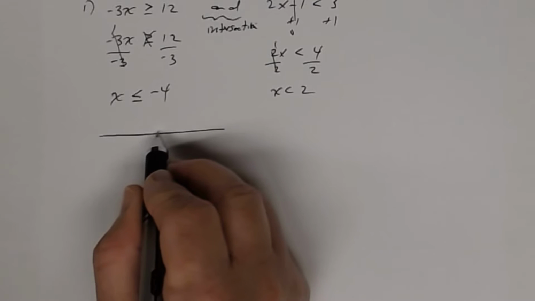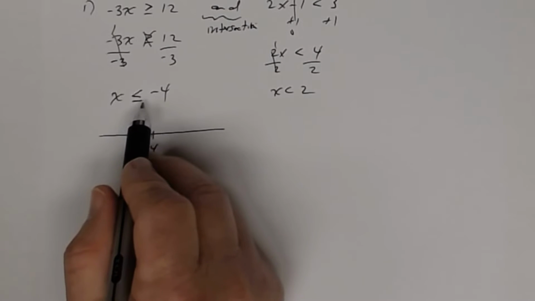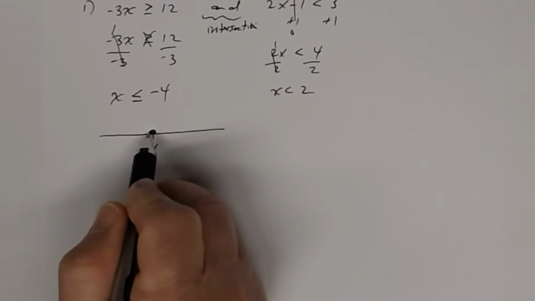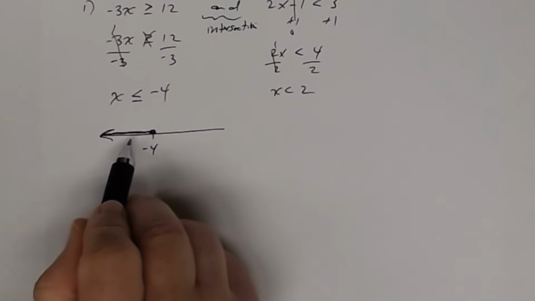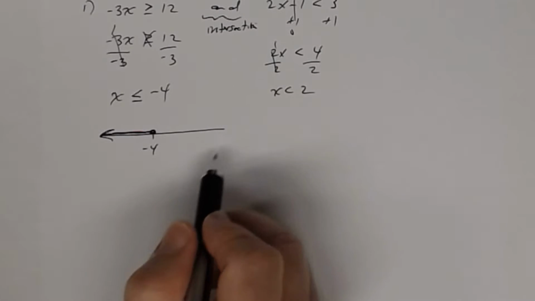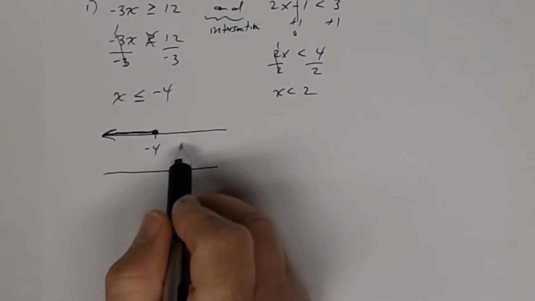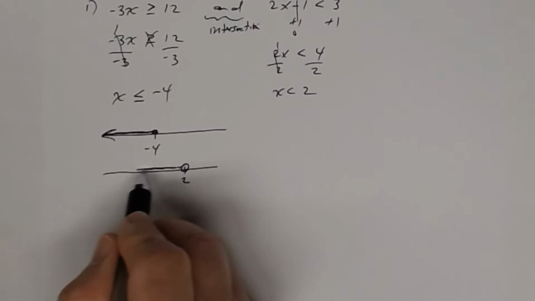So here's negative 4. Let's graph this: x is less than or equal to negative 4. There's a closed circle because of the equal sign, which means negative 4 is a solution. And there's the graph of this one. Over here, let's put this underneath and make sure it's in the right order. So 2 is to the right of negative 4, and this is less than, so there's an open circle going to the left.